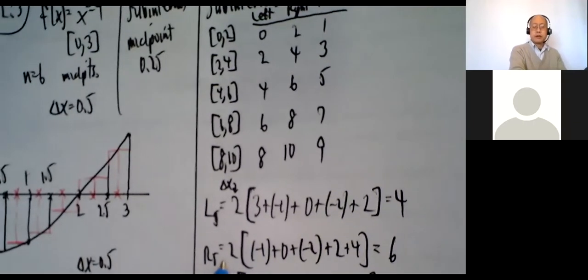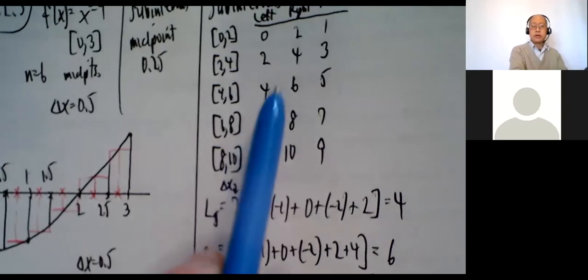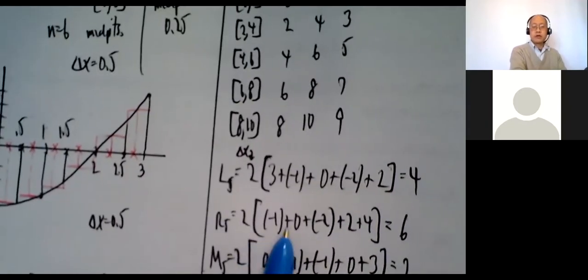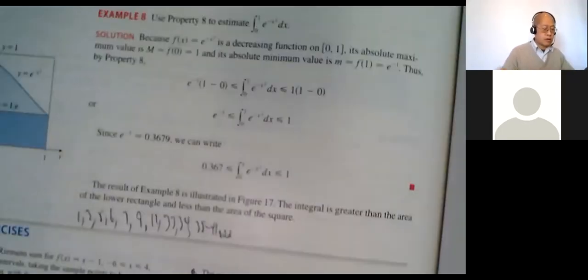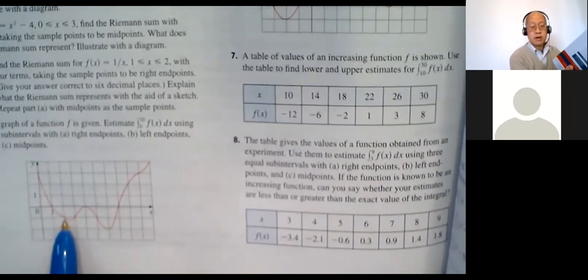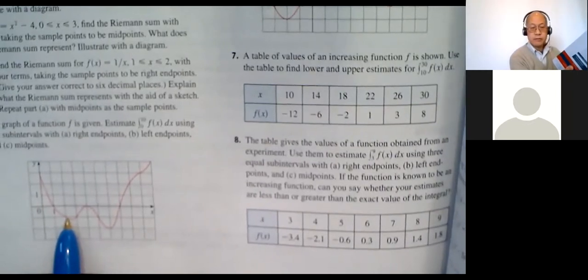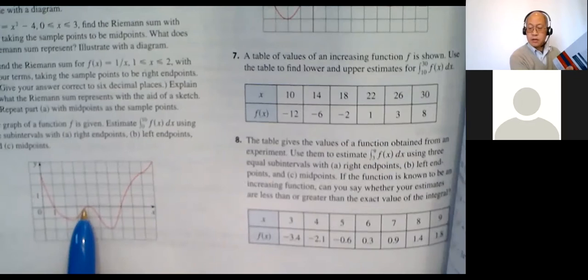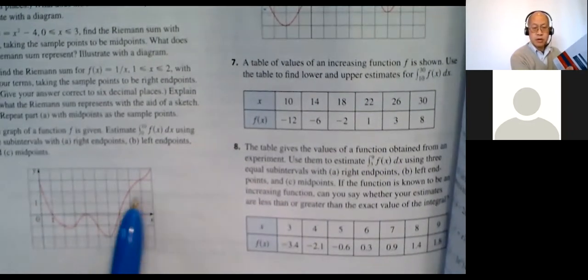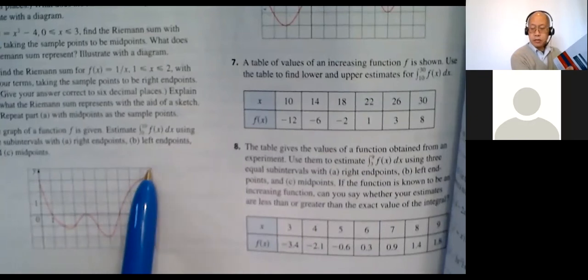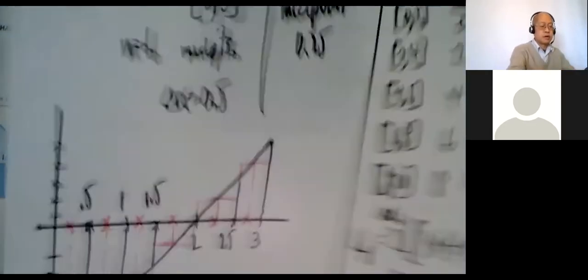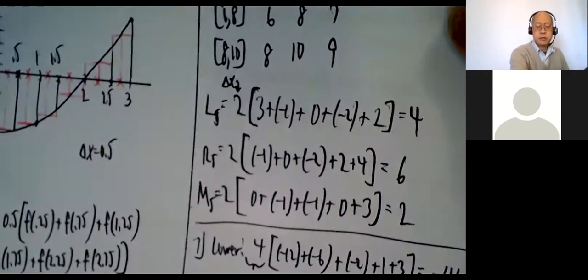R5, the height at the right endpoints. The right points are 2, 4, 6, 8, 10. Okay, -1, 0, -2, 2, 4. -1, 0, -2, +2, +4. So that comes out to be 6.